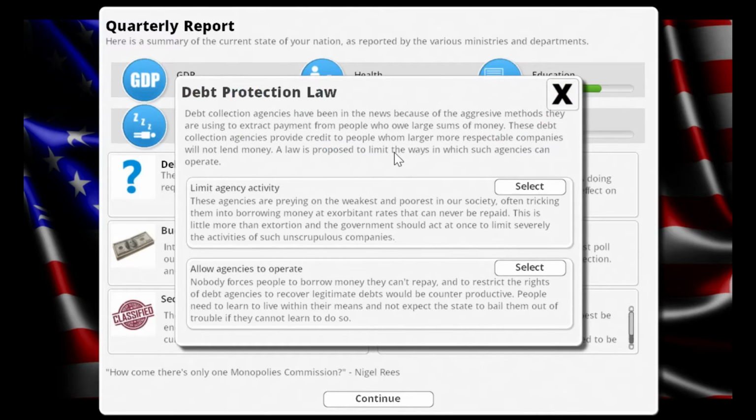Okay, so this must be a problem. Debt collection agencies have been in the news because of the aggressive methods they are using to extract payment from people who owe large sums of money. These debt collection agencies provide a credit to people whom larger, more respectable companies will not lend money. The law is proposed to limit the ways in which such agencies can operate.